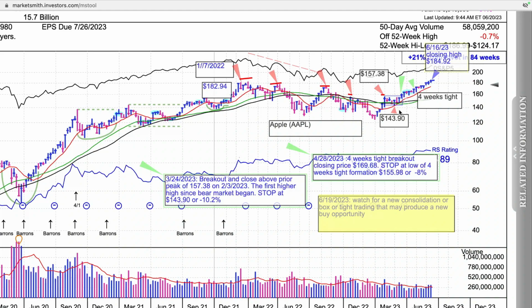Something happened, I think very interesting, the week or two after the initial breakout price at 160.